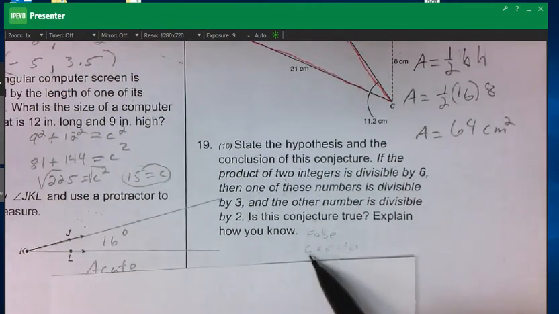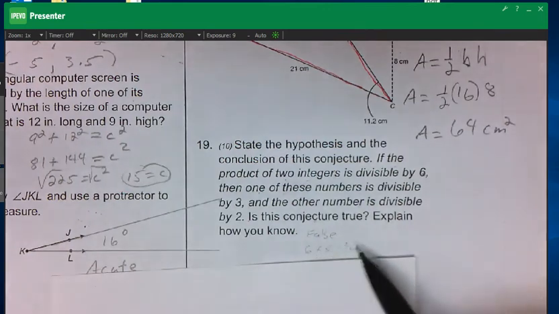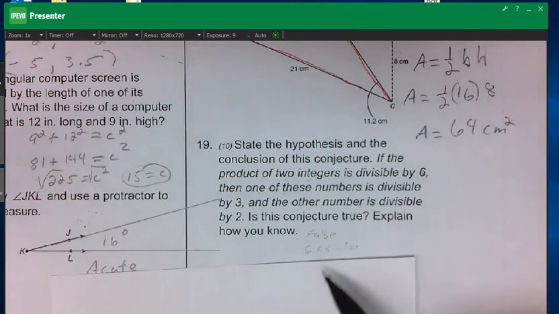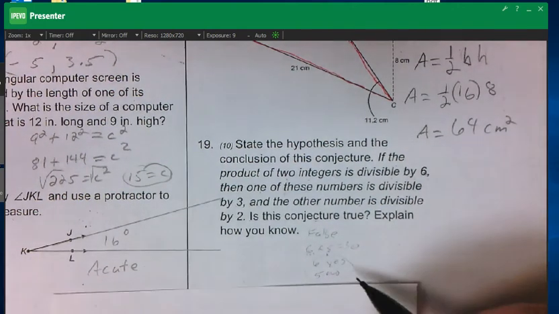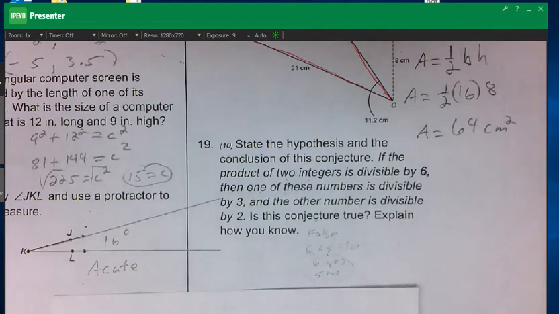If you look at 6 times 5, 6 times 5 is 30. Obviously 30 is divisible by 6. The two integers are 6 and 5. 6 is divisible by both 3 and 2, but 5 is not. So each of these has to fulfill the requirement. So it's false, and it's for those reasons.